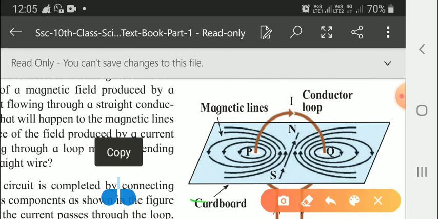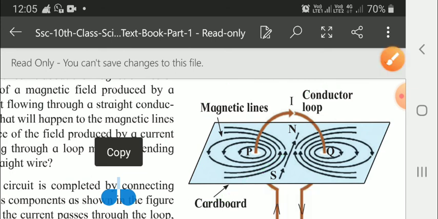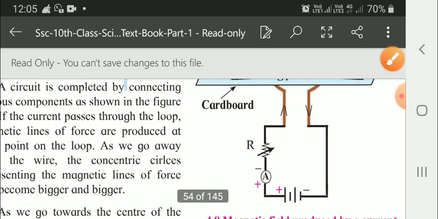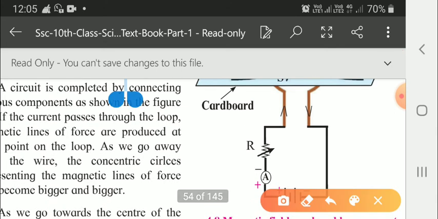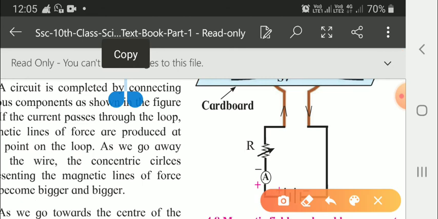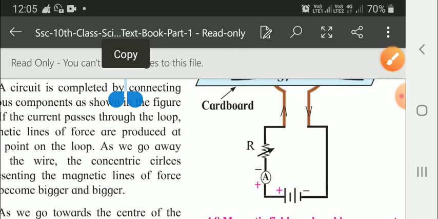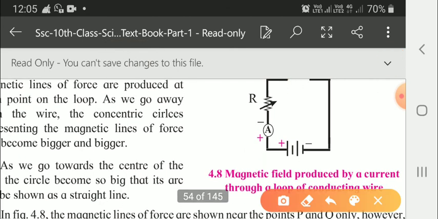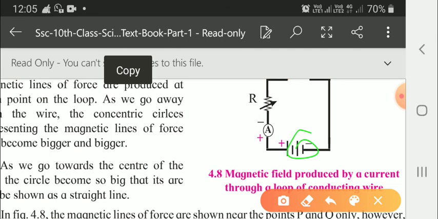This is the cardboard, blue color, and down here you can see, children, how the resistance is there, the ammeter is there, as well as down here we can see the battery is there. So the magnetic field produced by a current through a loop of conducting wire, this we have to see now.